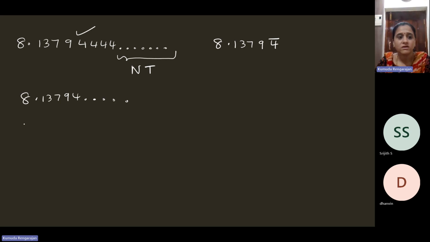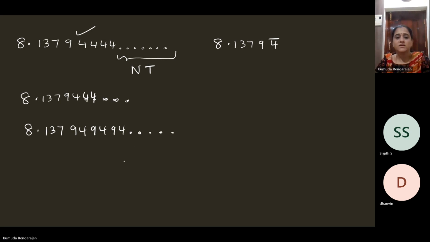It can be 13794. You should write that 4 at least 3 times, like this. So okay, 4 is repeating. Or 2 times, at least 2. So say 8.137, suppose 94 is repeating. Write it at least 2-3 times, 9494, and then put dots.